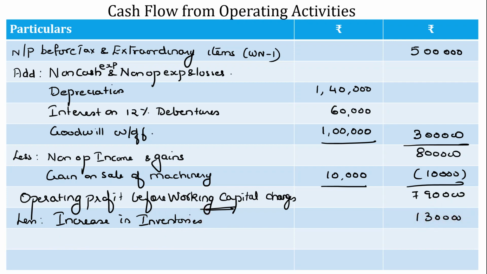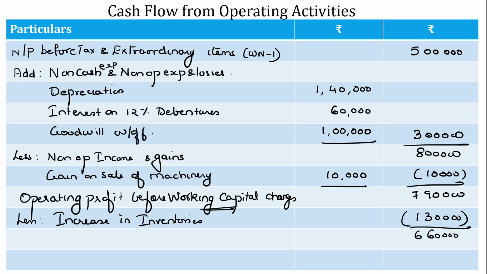1,30,000. It's a subtract item for us. So what is left here? 6,60,000. Now, one important thing, the provision for tax. We have taken the current year provision working note.